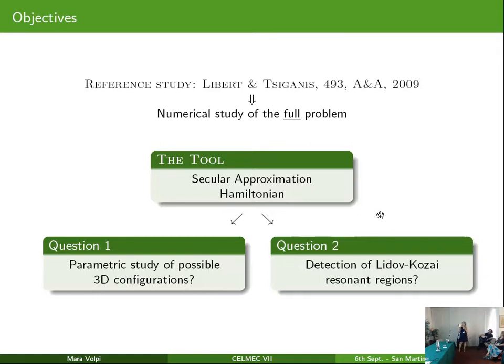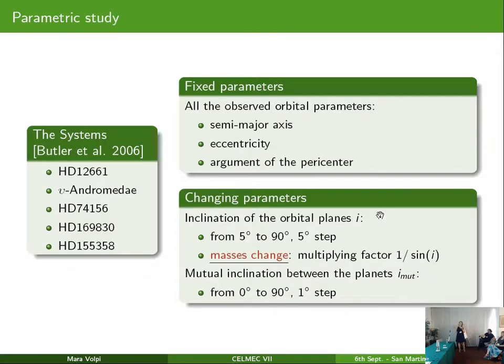In the reference study, the authors chose particular values for both the orbital plane inclination and the mutual inclination between the planets. And by comparison, we saw that our tool was working. And therefore, we decided to push the parametric study a little bit further.